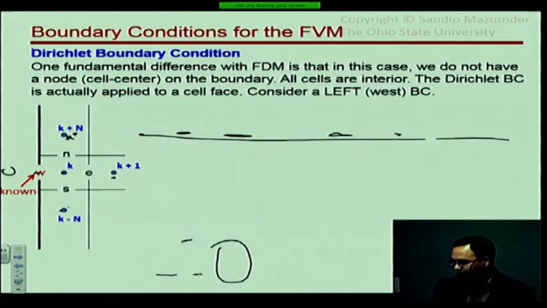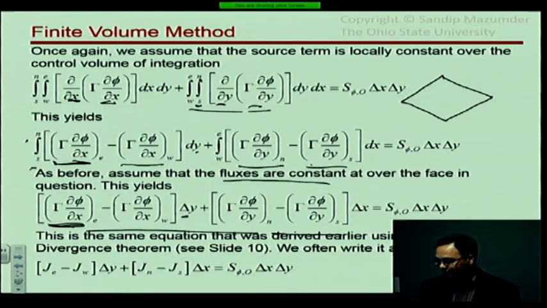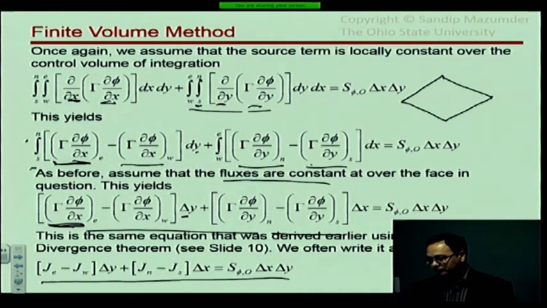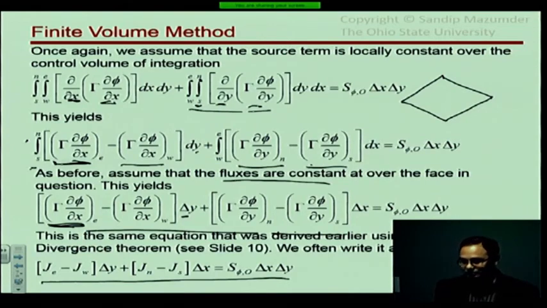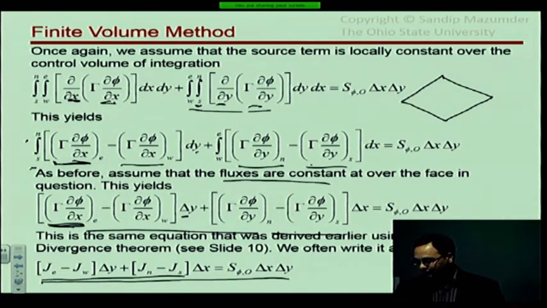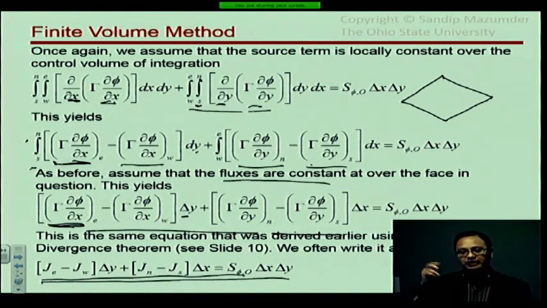I had a summary here. This is the equation you should start with always. Later on, for those of you who are going to take classes in computational fluid dynamics and so forth, this is what you will start with. And then the J may have advection, diffusion, all kinds of mechanisms in it, but that's ultimately what you start with, the flux balance equation.